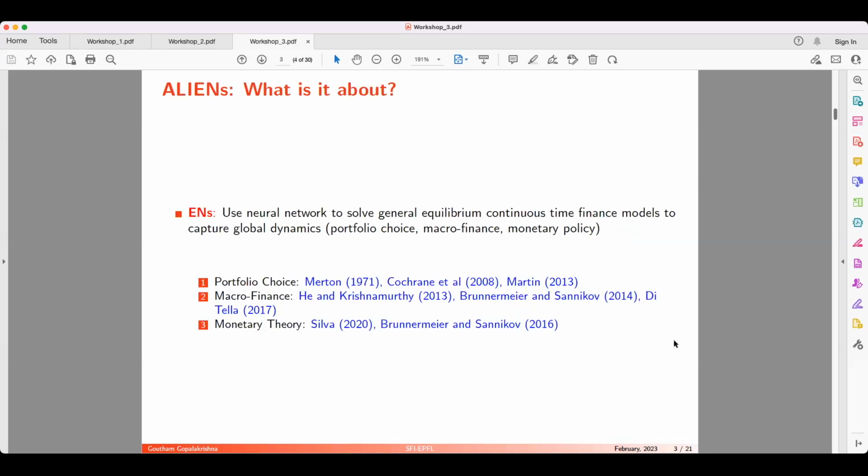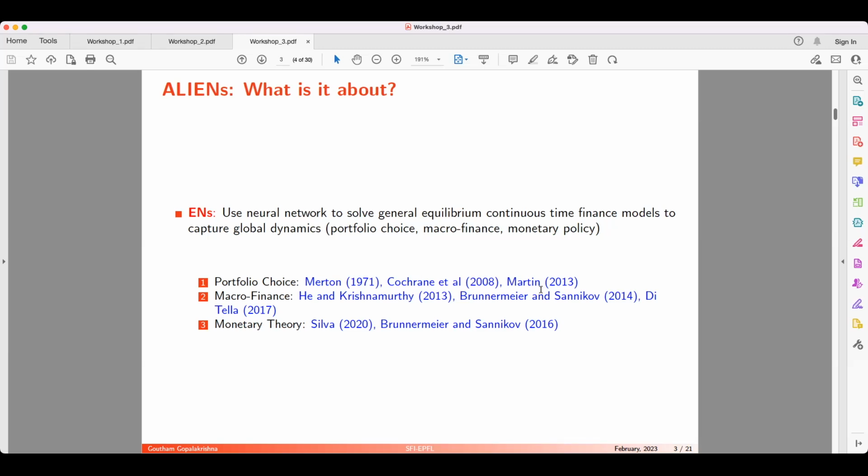Okay, so what is this all about? The whole idea is to use neural networks to solve general equilibrium continuous time models to capture global dynamics. These kinds of problems appear in many areas of economics, particularly models involving some form of portfolio choice, continuous time models with monetary policy, for example. For example, the portfolio choice problems go all the way back to Merton 1971, and there are other problems like Two Trees by Cochrane and co-authors 2008, and Lucas Orchard by Martin 2013, etc.